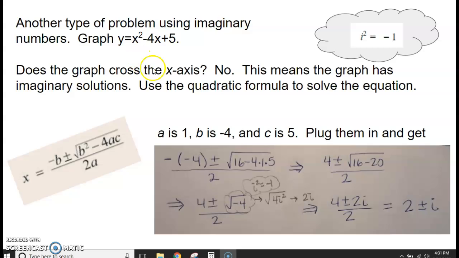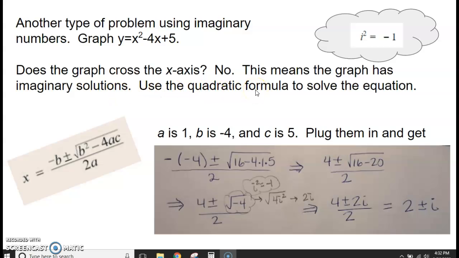And the answer is no. So this means that the graph has imaginary answers. Now in the past, we would just say there were no real solutions. Well, there are no real solutions. There are imaginary ones. So to solve this problem, we're going to use the quadratic formula.